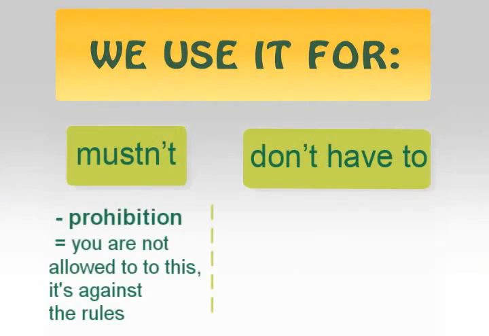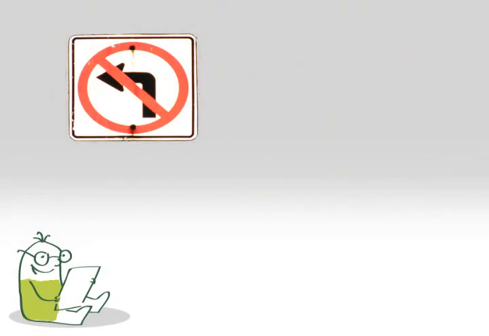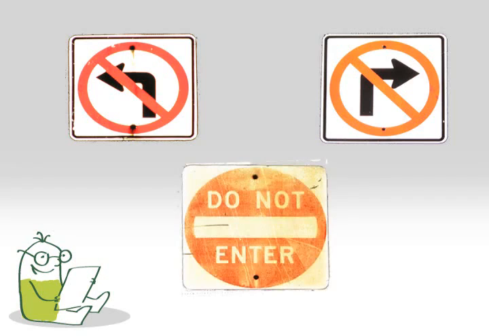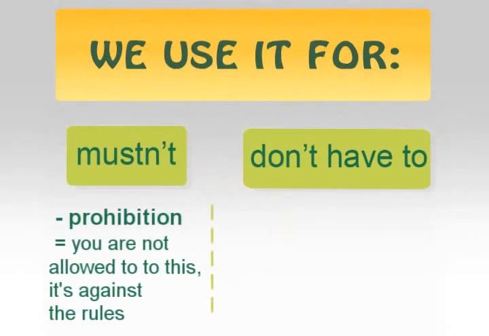Mustn't and don't have to have completely different meanings. Mustn't means prohibition. You're not allowed to do this. It's against the rules. You mustn't turn left. You mustn't turn right. You must not enter. These were traffic signs that told you so.